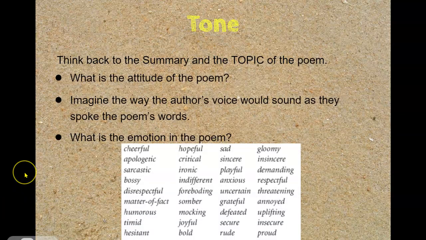Remember that I suggested earlier that the two T's that you have in S.I.F.T.S should be the last thing that you do. But remember that tone is the author's attitude toward the topic of the poem. That's why it's so important to identify the topic as you are summarizing the poem. What's the attitude of the poem? What feelings does it have? How would you imagine the speaker or the author reading this poem? Imagine their voice, how it would sound, and the emotions that are brought up. I'll also come back and talk about theme as we do a model poem.